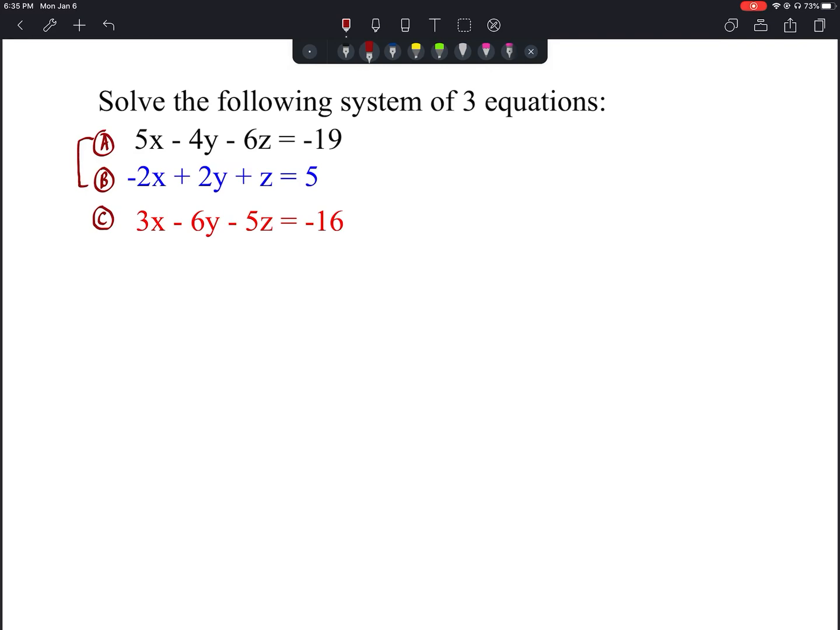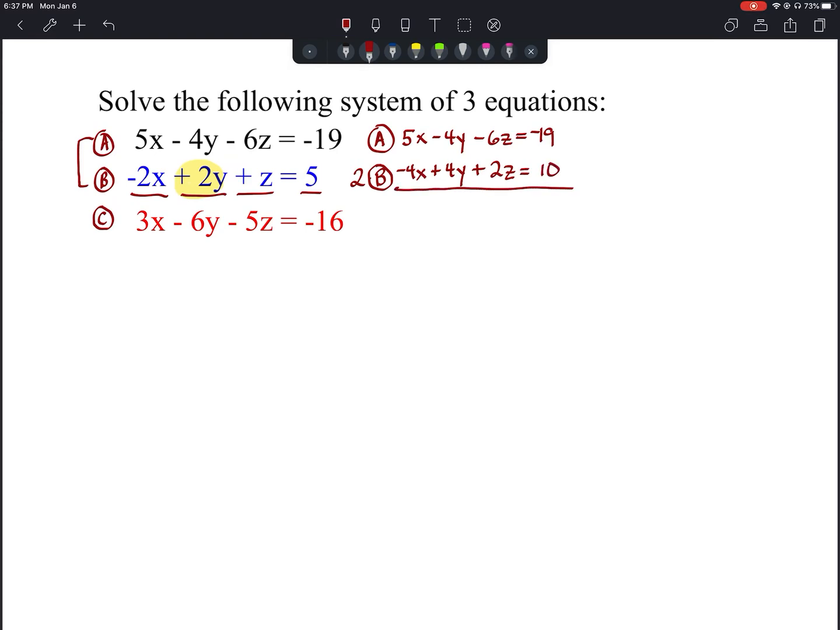And I'm going to go ahead and eliminate that y from equations A and B here first. So A is 5x minus 4y minus 6z is equal to negative 19. For my B, remember here, in order to make this into a positive 4y, I need to multiply it by 2. So I'm going to list here that I'm doing 2 times equation B. So after I do that there, 2 times negative 2x would be negative 4x. 2 times positive 2y would be positive 4y. 2 times z is obviously 2z. And then 2 times 5 is going to be 10.